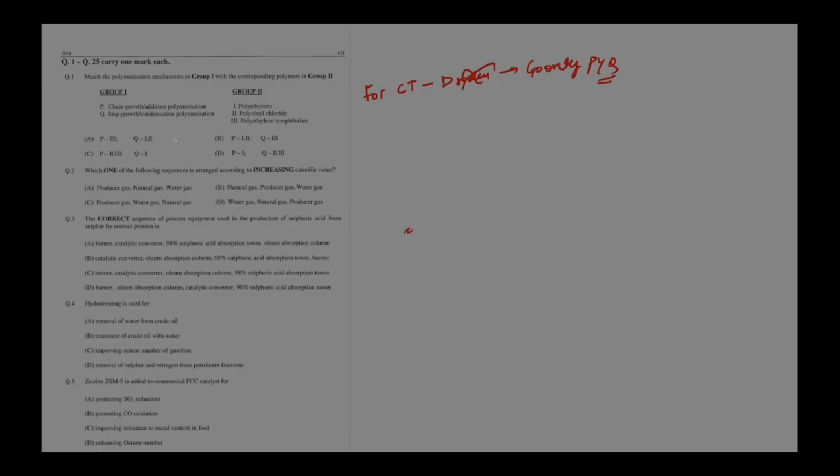So this is chain and addition. We know that chain growth polymerization is addition polymerization, with polyethylene and PVC. So P1, 2 and Q3. So this is the answer.